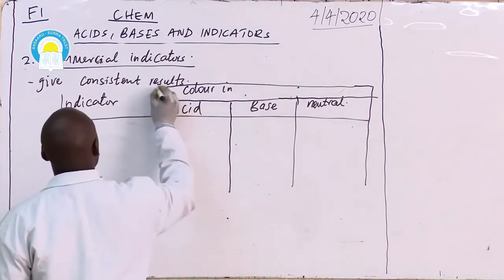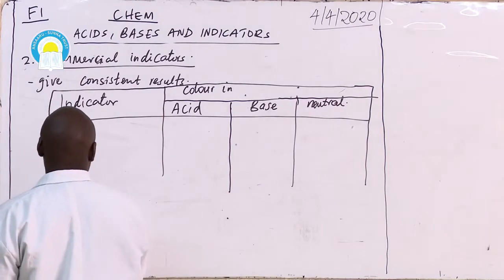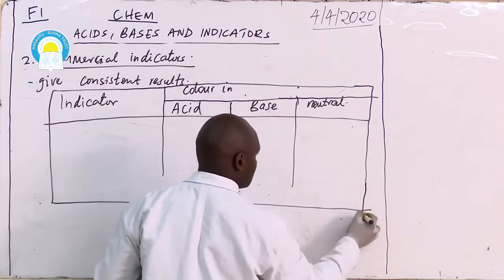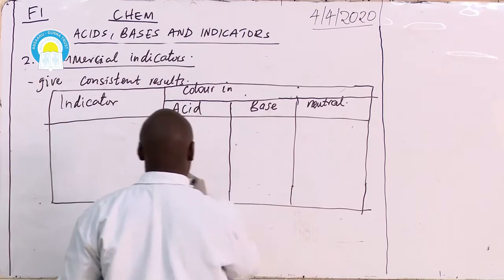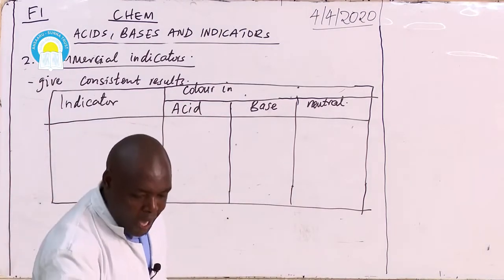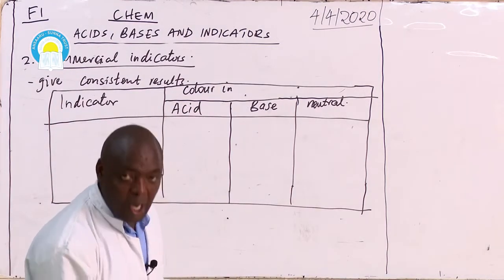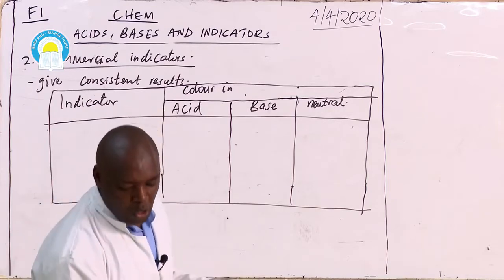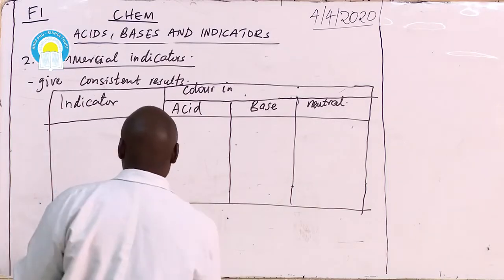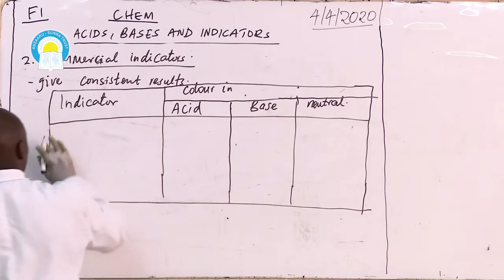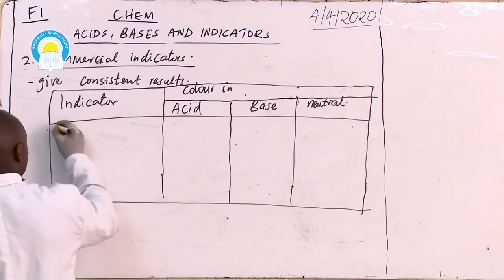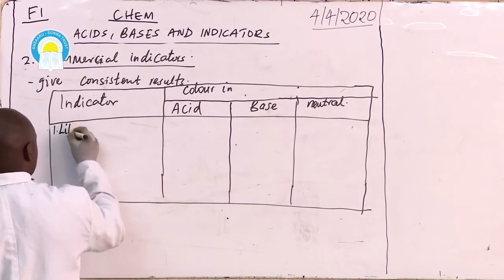An example of neutral substances, we have water, distilled water, which I have with me in the wash bottle. I also have common salt, a solution of common salt, which we call sodium chloride. So we have 3, as I said. The first one is litmus paper.